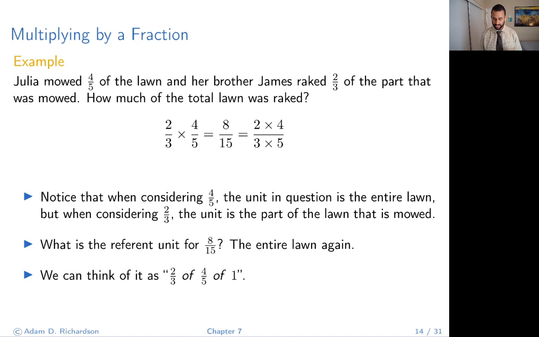So basically, we did 4/5 of the unit, the lawn, and then we did 2/3 of that thing. And what is that thing? That's the part of the lawn that was mowed. So the referent unit kind of changes as we go along. Try to keep your eye on the referent unit, and you'll hear me say it over and over. Of what? Of what? Of what? Of what? And that's what I mean, because it changes.